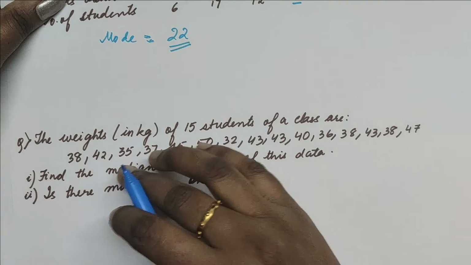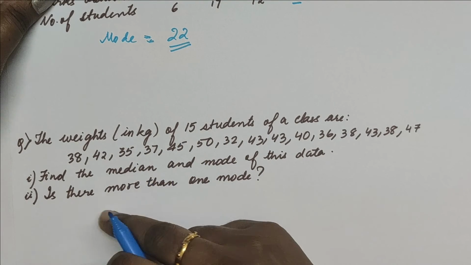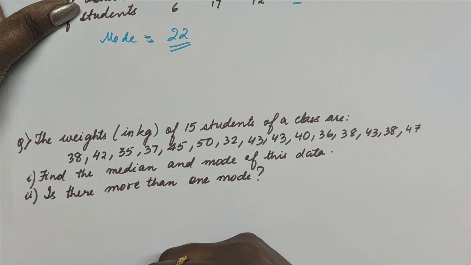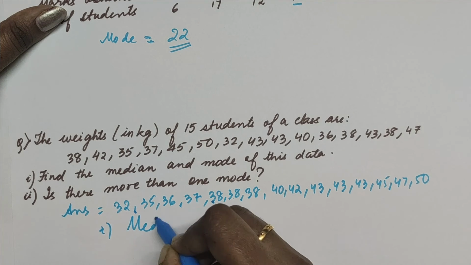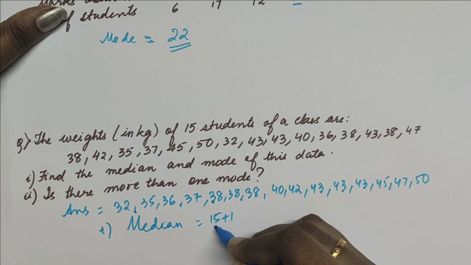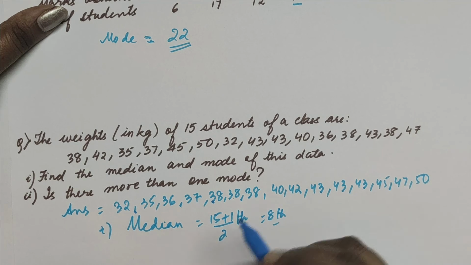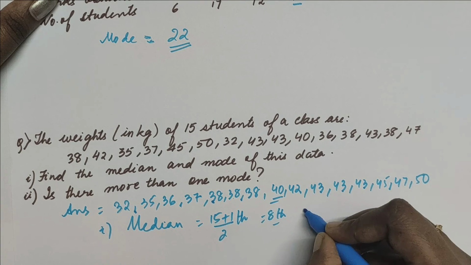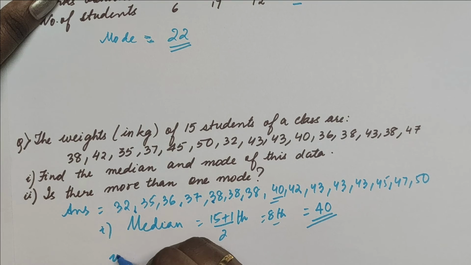And in this question the weight of 15 students are given. Find the median and mode. And is there more than one mode? So first we will be arranging the data. So I have arranged the data now. So here the median, as we are having 15 observations, so 15 plus 1 by 2th observation, that is 8th observation is my answer. So 1, 2, 3, 4, 5, 6, 7, 8. So my observation is 40. The median for this given question is 40.